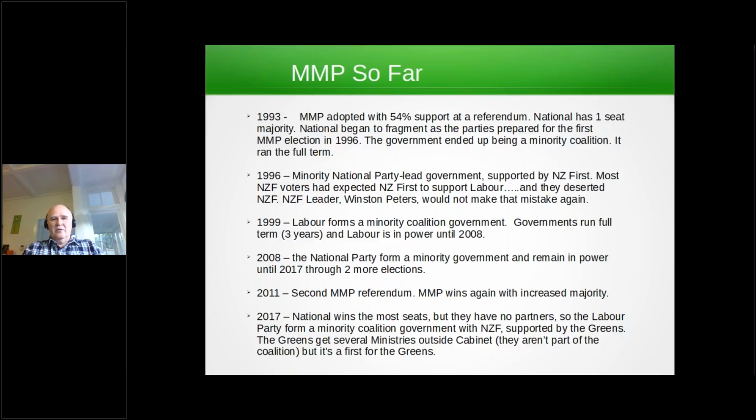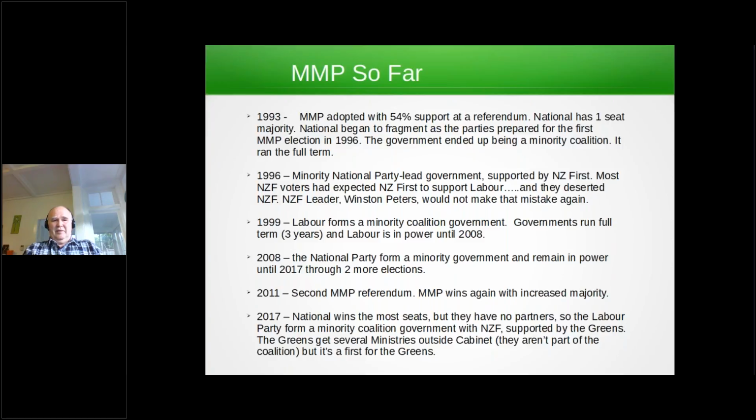And so most New Zealand First voters, however, had expected New Zealand First to support Labour. So he had a little problem there. Of his 13%, probably about 8 of them wanted him to go with Labour, and he went with National. And I remember at the time, within 2 months of that election, his polling was on 4%, and it stayed there. He never came back from that in that term.